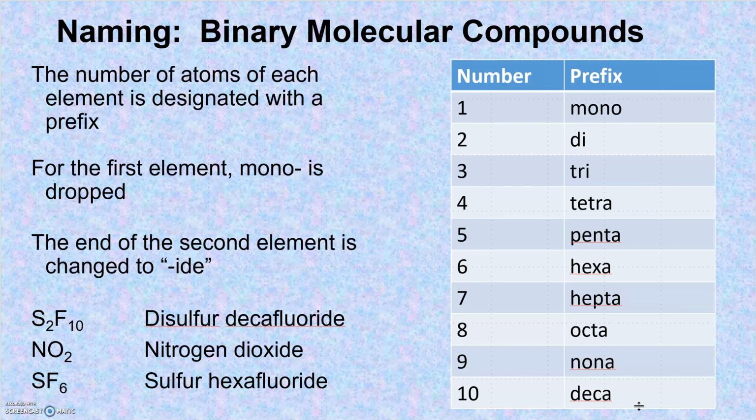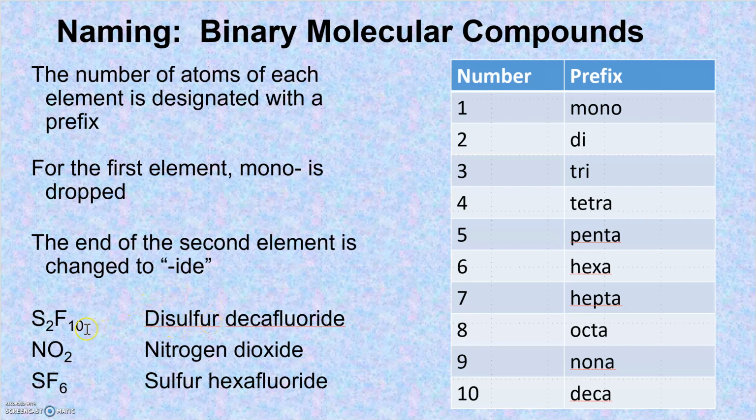Another thing that's a little bit funny is we change the ending, or the suffix, of the second element to IDE. Ide. I like to emphasize it and say IDE. So our first example, we've got 2 sulfurs. So I go to my prefix, it's di. So I'm just going to say disulfur. The first one, I use the whole first name.